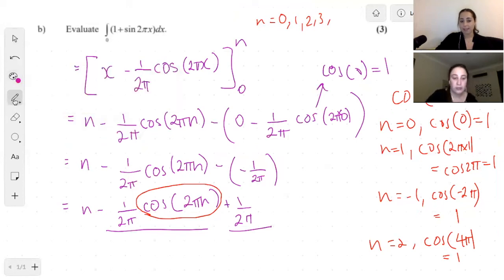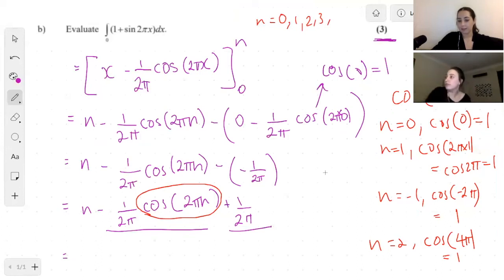It's amazing, isn't it? And that's why this question is worth 3 marks, because you had to have realized that. The only reason I know that is because of prior practice. I wouldn't have picked that up if this was the first time I'd done it. But keep that in the back of your mind. So cos 2 pi n is equal to 1. Yes. Interesting. I know, it's pretty amazing.